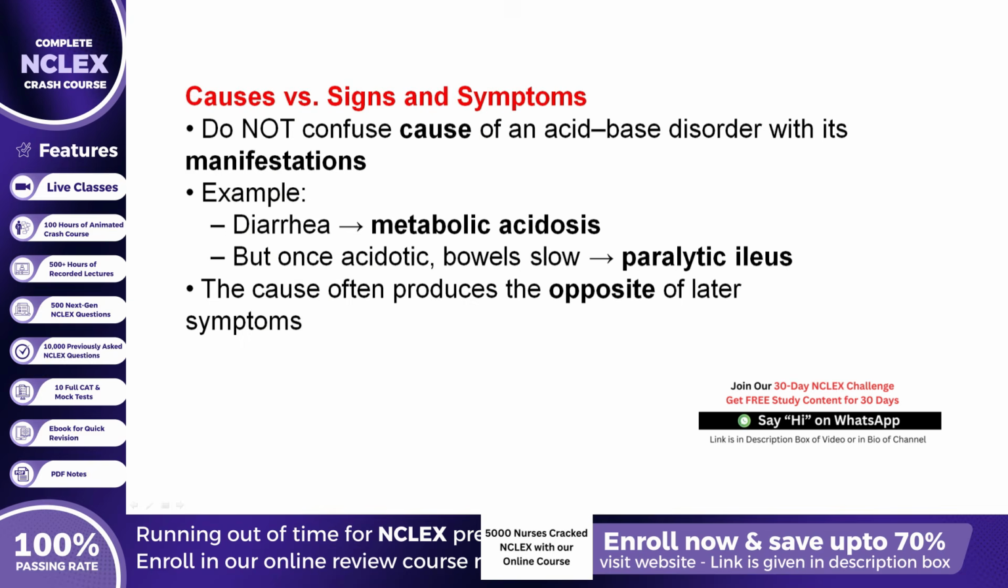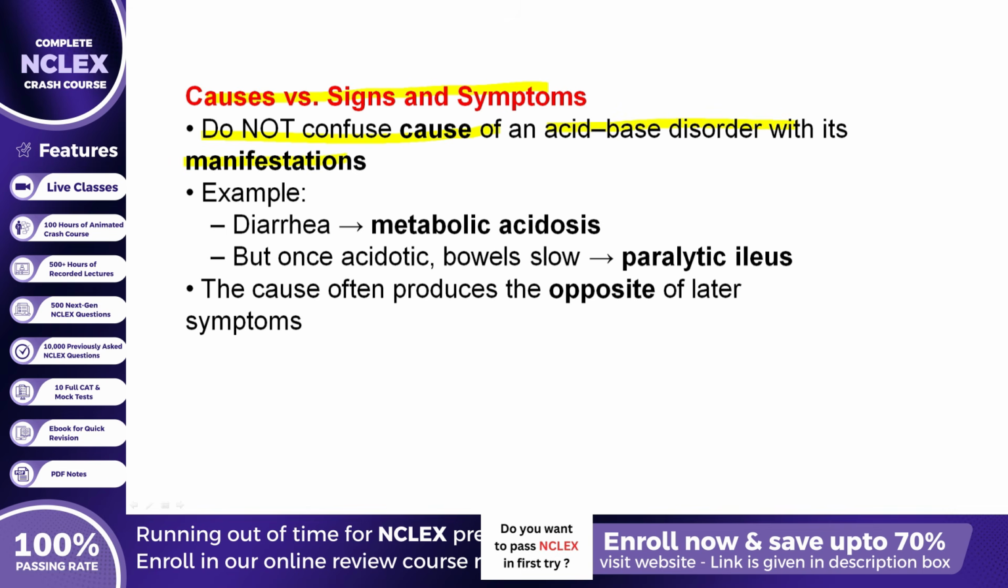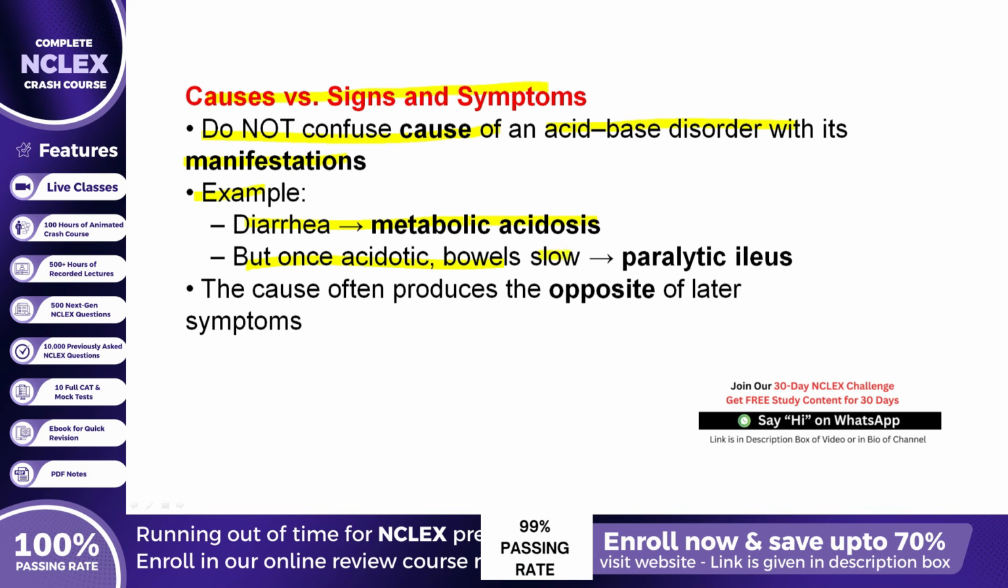Now, as we move into causes compared with signs and symptoms, it is essential that you do not confuse the cause of an acid-base disorder with its manifestations. For example, diarrhea leads to metabolic acidosis, but once the client becomes acidotic, the bowels slow down, resulting in paralytic ileus. So always remember that the cause often produces the opposite of the later symptoms.